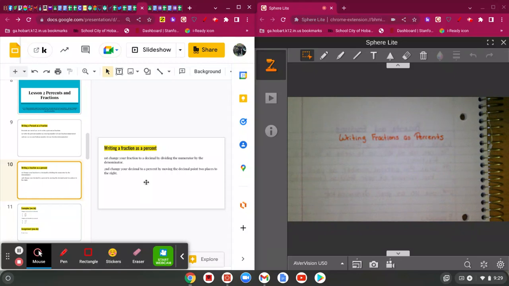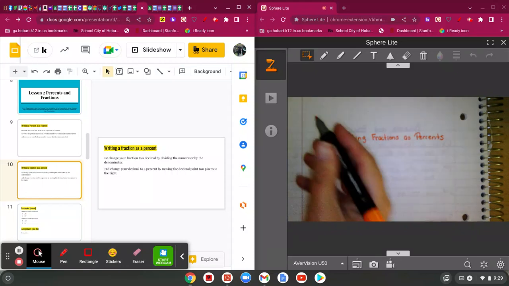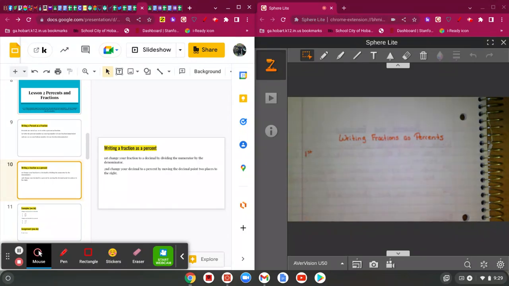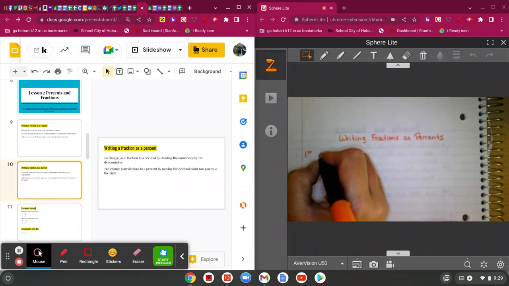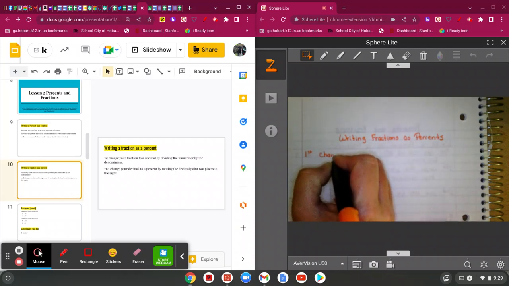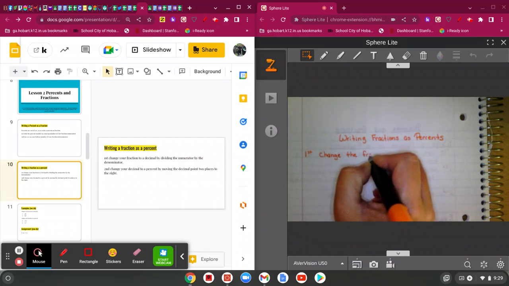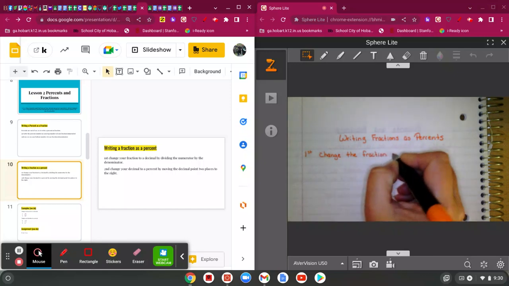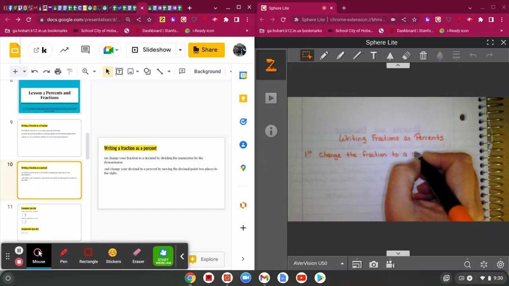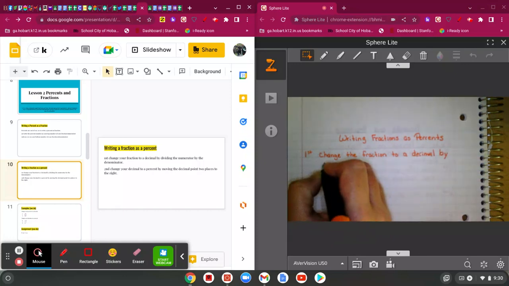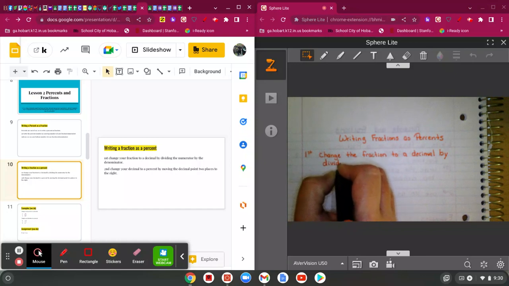Okay, and we've got 2 steps for that. Now, first step we already learned. Okay, we did this on Wednesday and Thursday. So the very first thing you're going to have to do to change a fraction to a percent is you first need to change it to a decimal. Okay, so you are going to change your fraction to a decimal by dividing the numerator by the denominator.